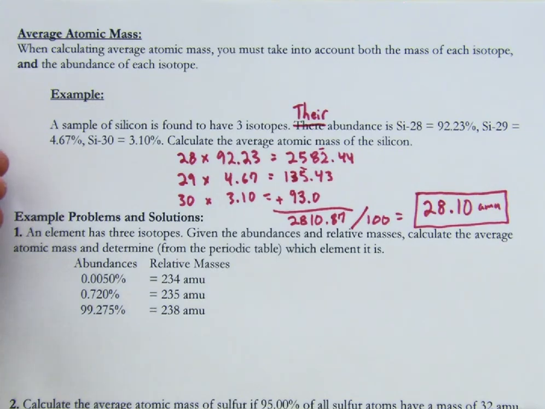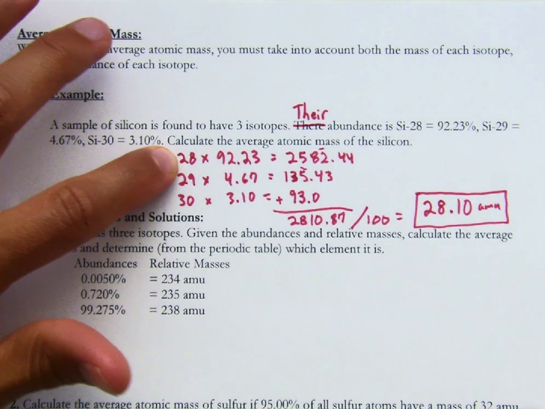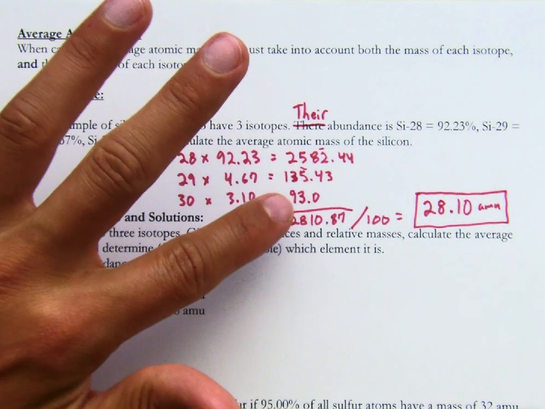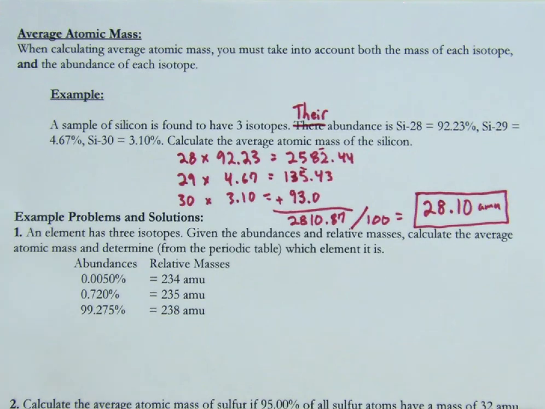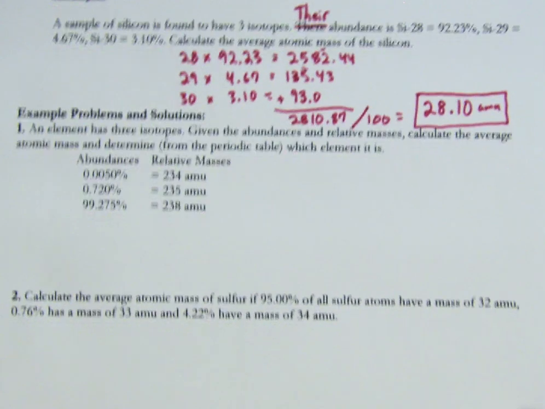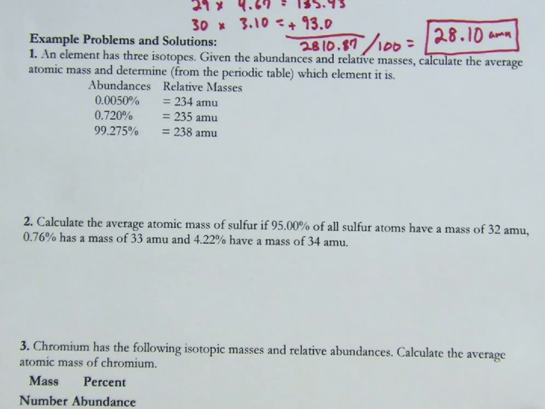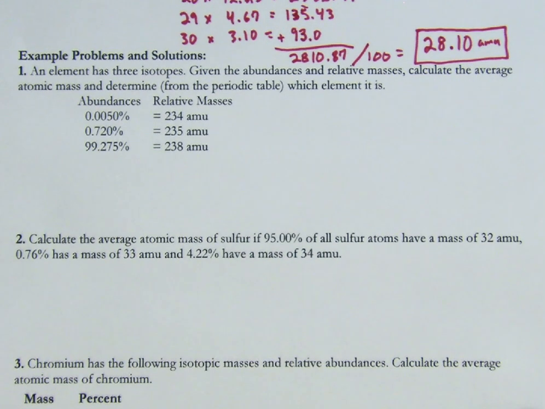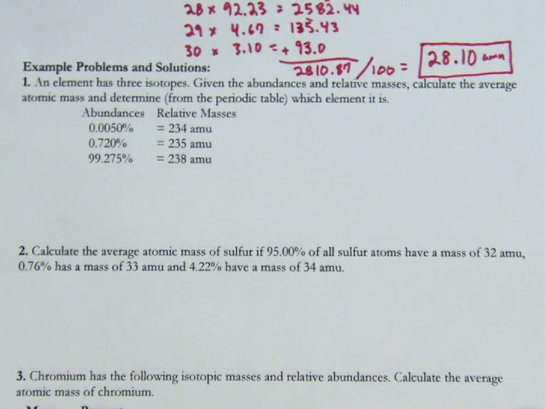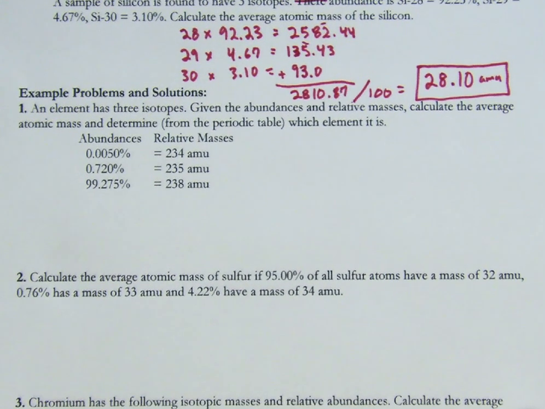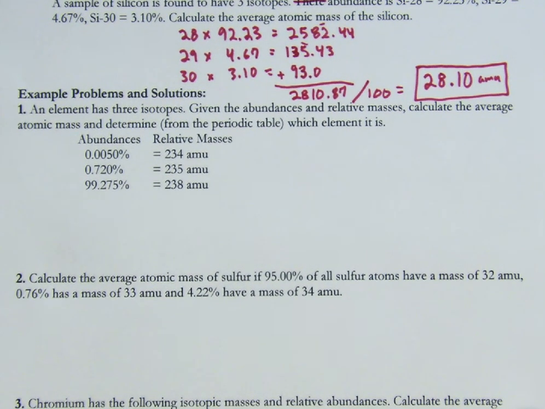Okay? So this is calculating average atomic mass. You multiply the mass of the isotope by its abundance, add them all together, and then divide by 100 if you didn't do it to the percents to start with. Here are a couple of problems. I guess I'll leave these two up here so you can see them. If you want to pause the video and try these, go ahead, and I'm about to work them out.